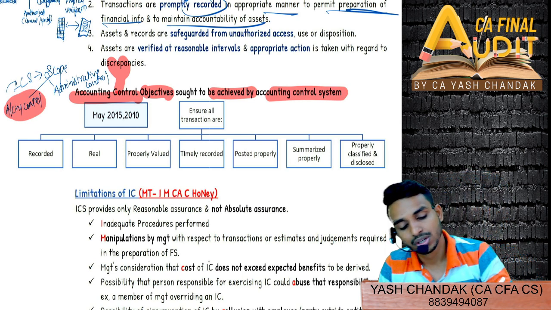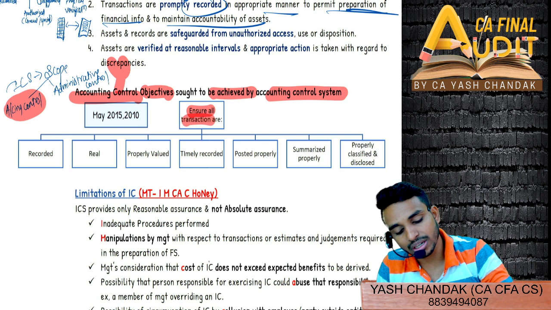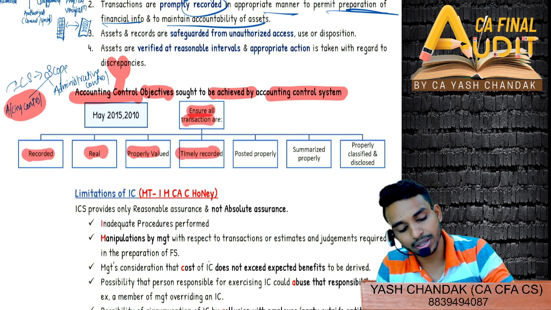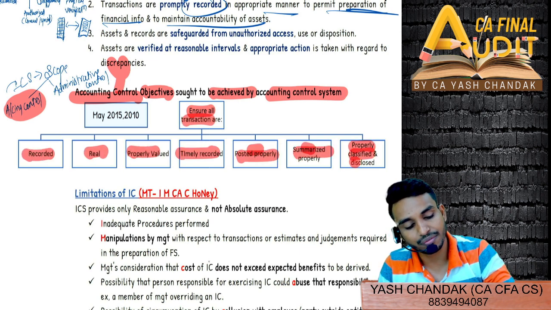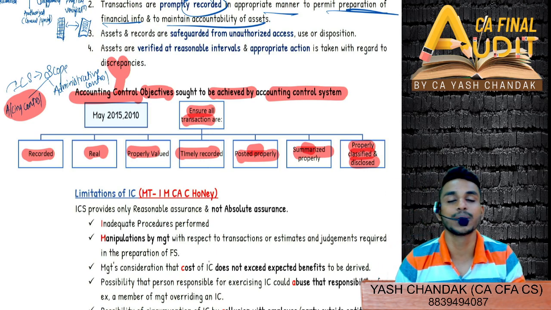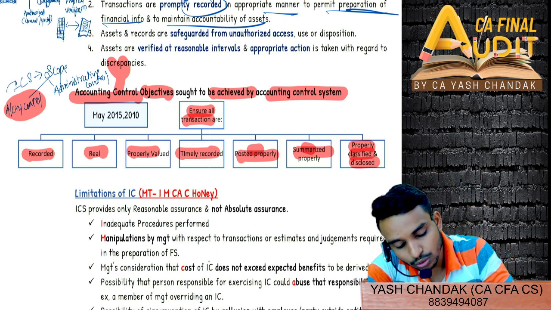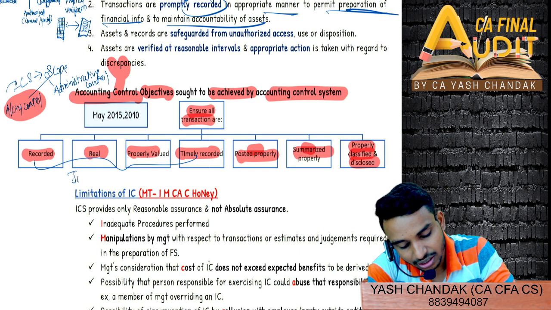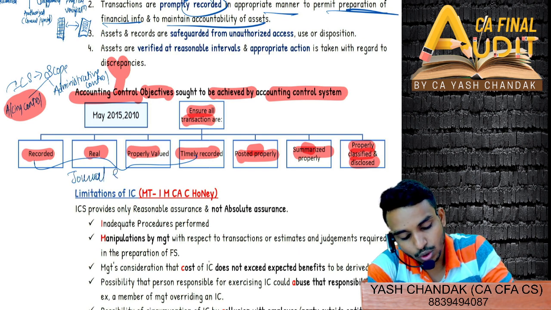So how do you ensure that all these accounting control objectives are achieved by your accounting control system? You have to ensure that all transactions are recorded, real, properly valued, timely recorded, posted, summarized, properly classified, disclosed. If I just want you to remember those points, I can simply tell you that these 4 points deal with journal entry. Journal entry in class 12th. Do you remember journal entry?